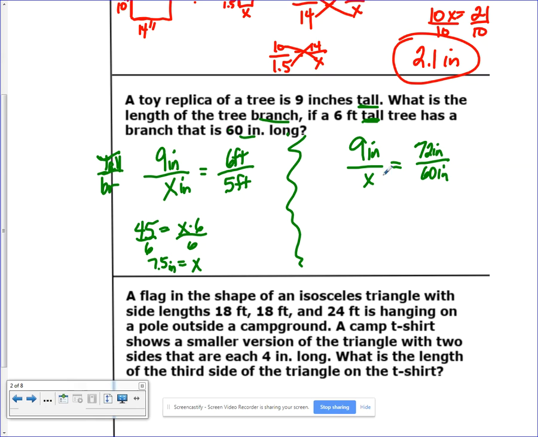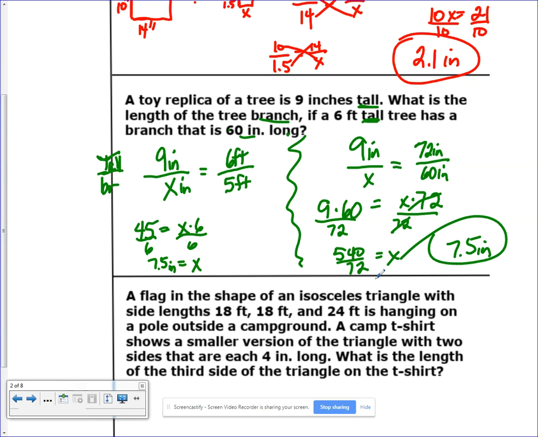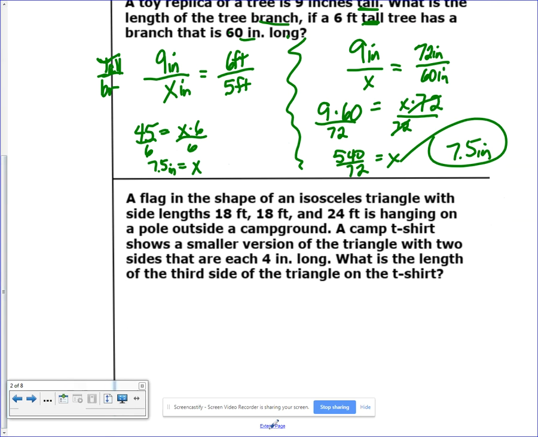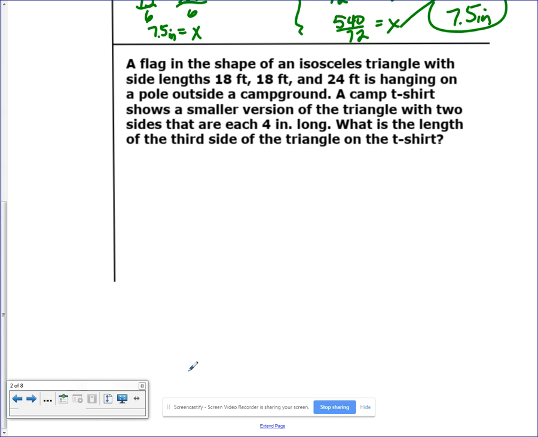Try it this way. This might make more sense. 9 times 60 equals X times 72. Divide both sides by 72. And you get 540 divided by 72 equals X, and you get 7.5 inches. Bingo. It works. So cool. This particular module, there's going to be so many different ways that you can solve it, which is so cool. I want you to pick a way that makes the most sense for you.